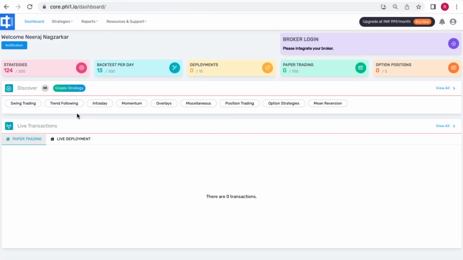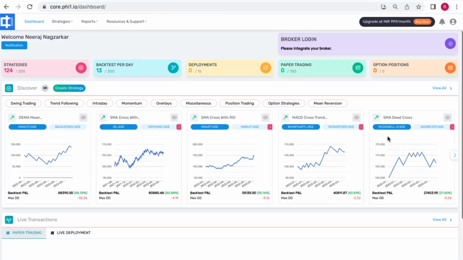Now when you go to the dashboard, under the discover section, you'll be able to see a lot of such strategies. These are fully customizable. You can add, delete indicators, add as many entry exit conditions as you like.